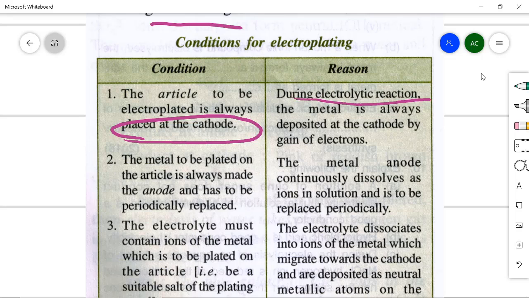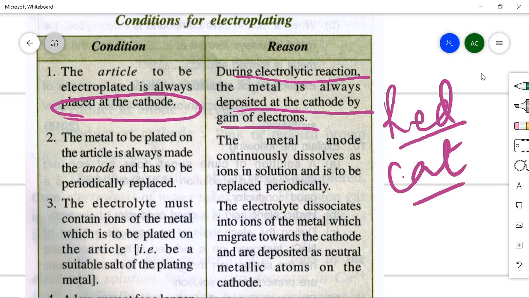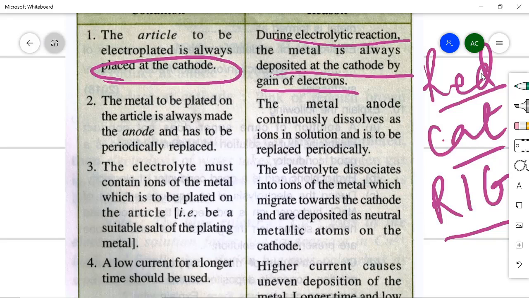The metal is always deposited at the cathode by the gain of electron. If you remember, I gave you two mnemonics, red cat, that is reduction at cathode, or rig. What is rig? Reduction is gain of electron. So reduction always happens at cathode, and what is reduction? Reduction is gain of electron. So cathode पे क्या होगा? Gain of electrons. The metal to be electroplated on the article is always made as anode.